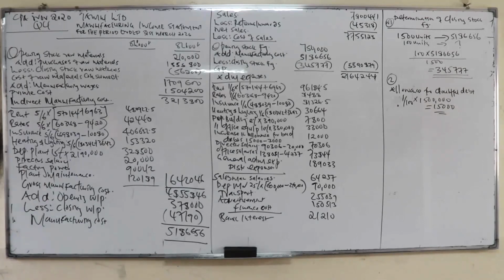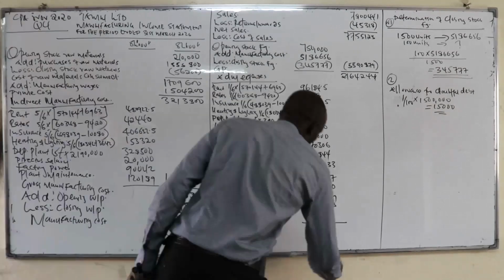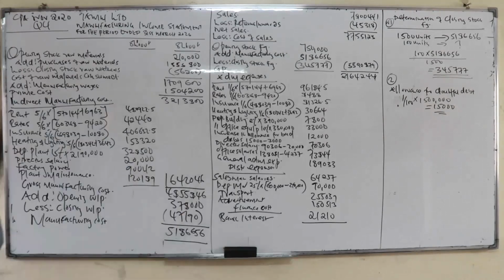I think we have exhausted all the expenses. There's none that we are yet to handle or tackle. So all expenses at that point are done. So can we add all those, everybody to add? Let us add that one.